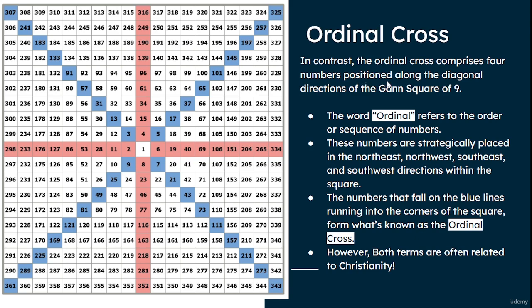The ordinals are the positions in the diagonals of the Gann square of 9. The blue line here is called the ordinal. The word ordinal refers to the order or sequence of the numbers. The numbers are strategically placed in the northeast, northwest, southeast, southwest directions in the square. These are also support and resistance, but they are less significant than the cardinal cross.